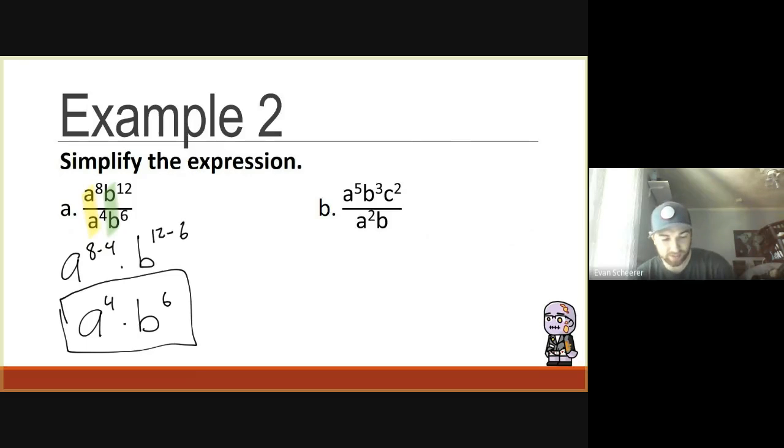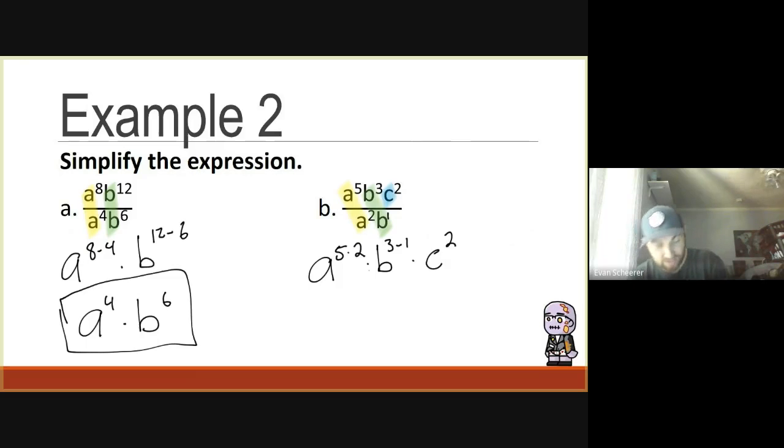For this next one, I'm lining up the A's right there. Look at the B's right there. And then C is on its own. There's only one C, so that value is not going to change. Therefore, we have A to the 5 minus 2 times B. Look, this is an imaginary 1, right? So B to the 3 minus 1 times C is only 1C, so C squared.